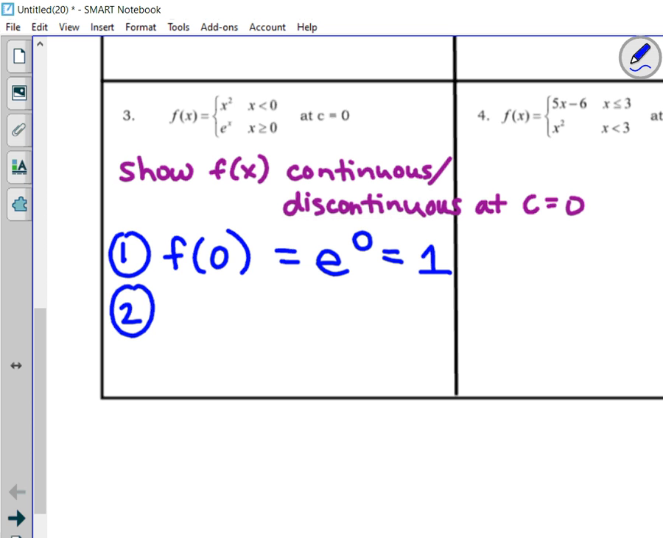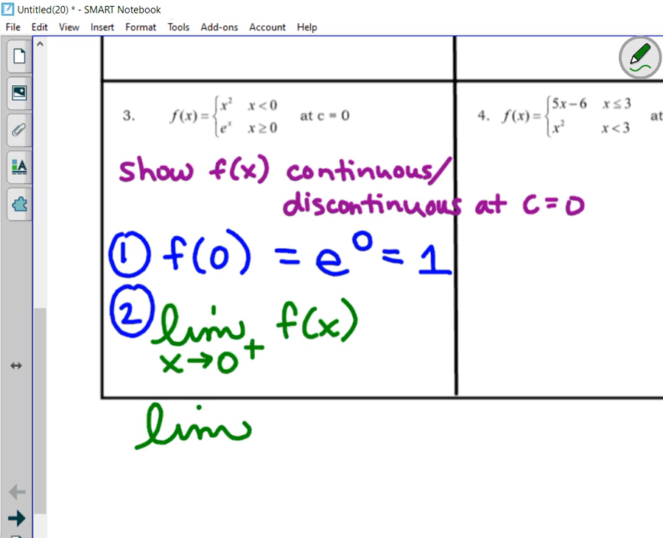Next thing I'm going to do. If you get to this step, this is where you're like, okay, now I'm going to be doing a lot of work. I'm going to do the limit as x approaches 0 from the right of this function. I decide to start from the right. That's just my preference. You can start with the left one if you want, whichever works better for you. I've got to do both of them.